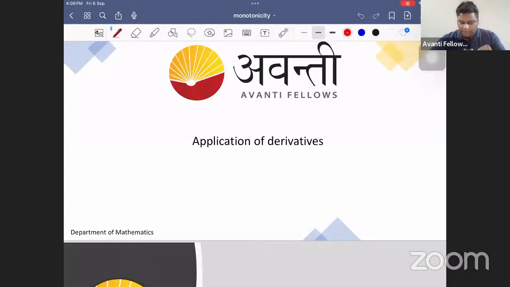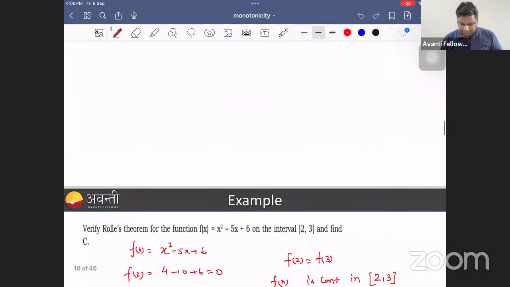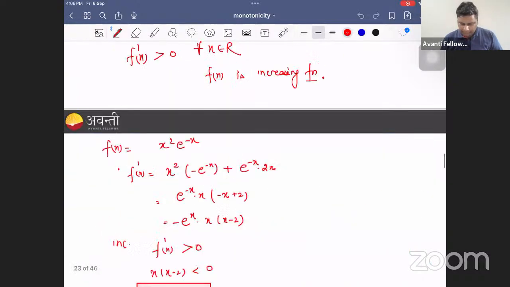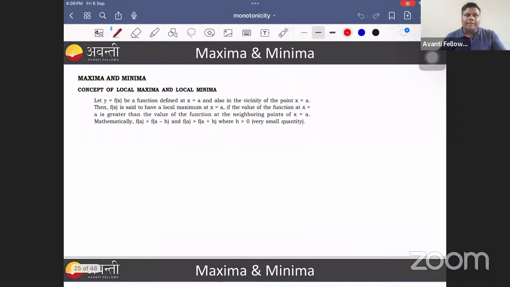So in the last class, we did monotonicity. I am assuming that you must have tried certain questions on the monotonicity also. All right. So today we will start with maxima and minima. Two kinds of maxima we talk about: local maxima and global maxima. Similarly, two types of minima we talk about: local minima and global minima.